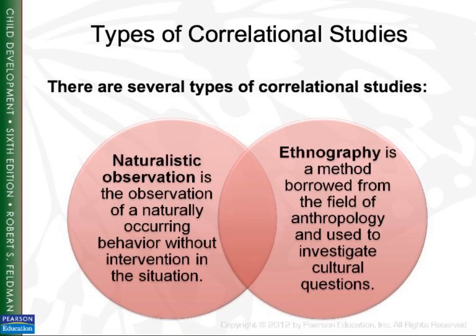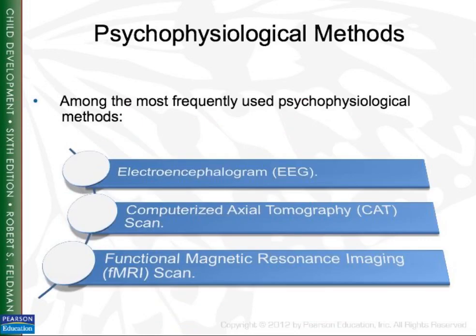Ethnography, if you take a look at the root word ethno, the book tells you it comes from anthropology, and it's about how we investigate cultural questions. And so ethno is related to culture. These are some psychophysiological methods that are used in research: EEGs, CAT scans, and MRIs. You can read more about those.